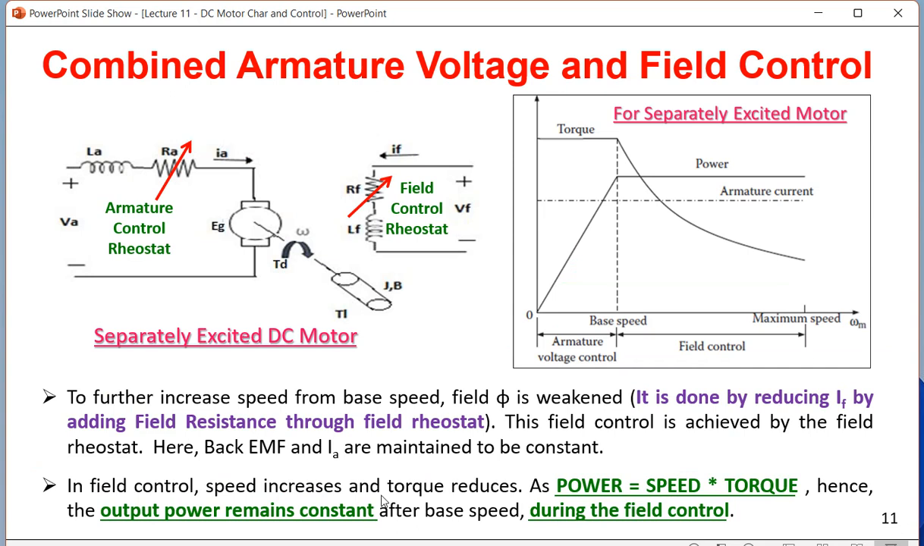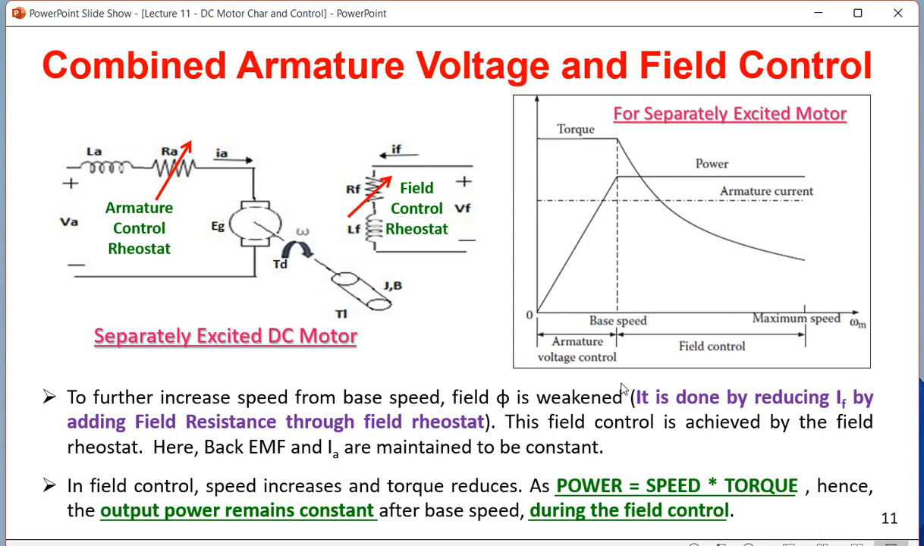What happens next? Separately excited DC motor. Now you are at base speed, and you want to further increase the speed of the motor. Initially you were increasing the speed by supplying more armature voltage to the armature. After this point, base speed, you are weakening the field. It is like taking the vehicle to the highway. Initially I just started the vehicle and crossed the small lane of my home. Now I want to take the vehicle to the highway and have very high speed in the top gear. So the field phi is weakened.